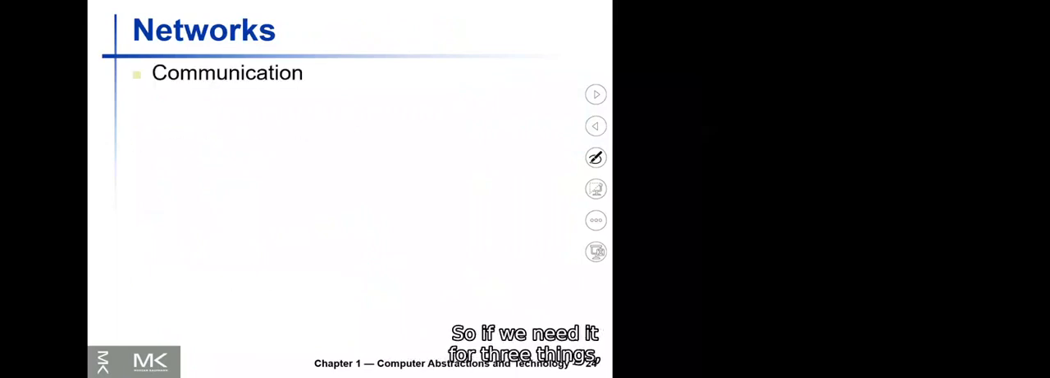What else do we have? Networks. As I told you, it is very important now. It was not like that before. We need it for three things. One of them is communication. We want to connect computers to talk. I'm now using the internet. You are using Brightspace, so many things.